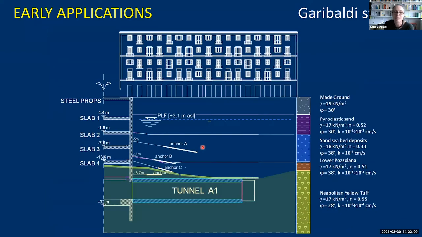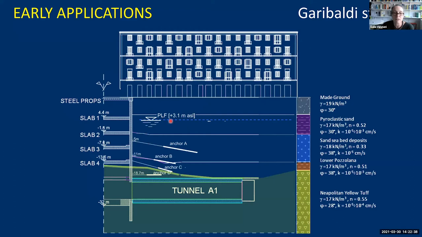Now, this is a section through the long side of the station. So we have one of these two buildings, and then you can see this is the shaft itself. And this slide shows the ground conditions that are completely consistent with what I told you before. There are 27 meters here of granular deposits of sands, be them pyroclastic sands, seabed deposits or whatever. And then they are followed by the Neapolitan yellow tuff, the soft rock.